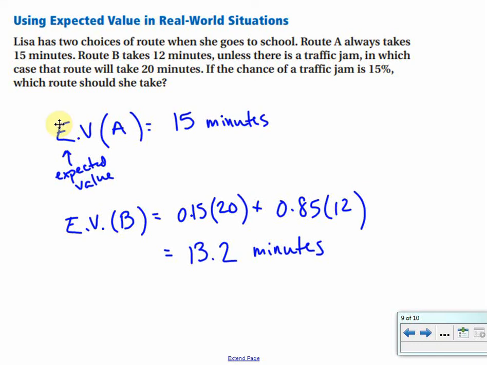So this expected value of B being lower tells me that she should take route B and chance the traffic jam, because in the long run, she will end up saving time over her commute.